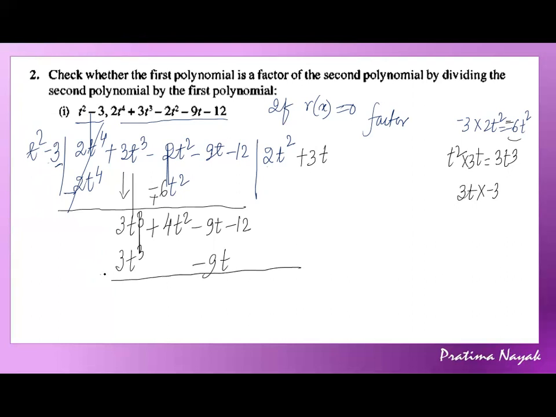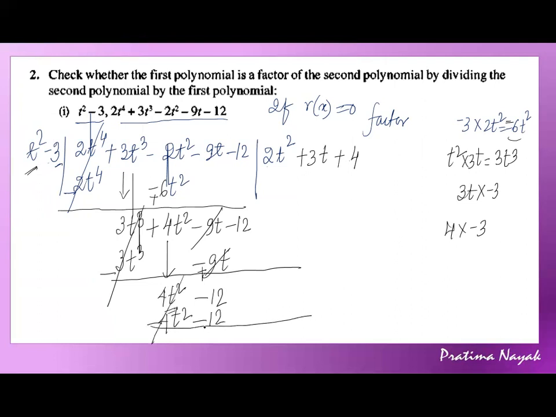Next subtraction. So this will be positive sign. Cancel. 4t square will come down. Minus 9t plus 9t, I'll cancel. Minus 12. Then again you go for t square. We need 4t square, so I'll get a 4. So it will be 4t square. At the same time, 4 will be multiplied with minus 3. So minus 12. Then subtraction, sign change. So you are getting 0.